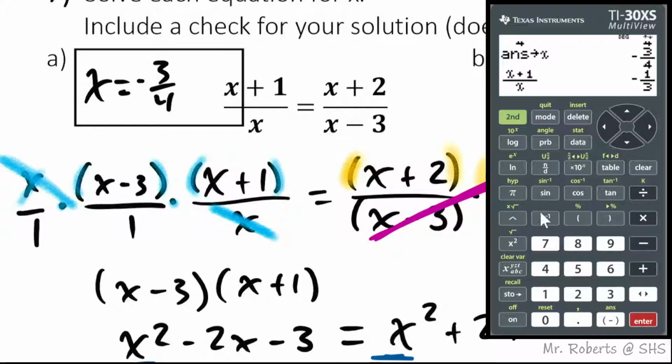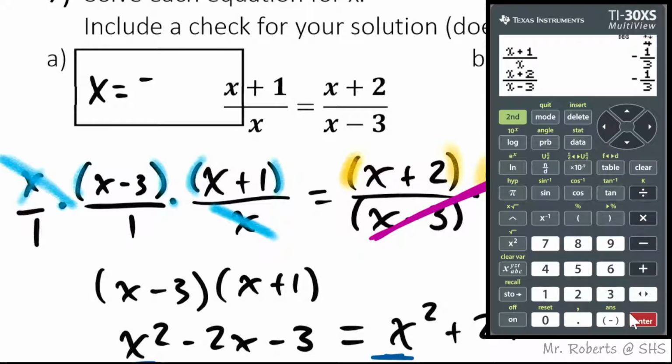The other side of the equation is also a fraction. It's x plus 2 over x. And what I want to see is a negative 1/3. And I do. So that tells me that when x is negative 3/4, let me write that neater, x is negative 3/4, it makes both sides of this equation equal to negative 1/3. So it is most definitely our solution.